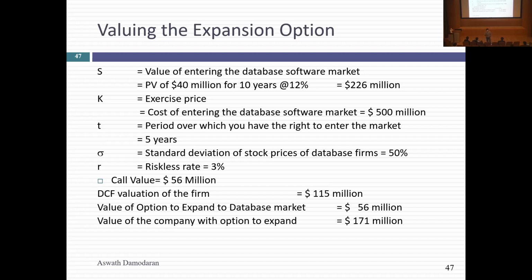What does that mean? If I'm buying this company and I incorporate that option value, I wouldn't pay 115 million, I'd pay 171 million, a premium over your discounted cash flow model.